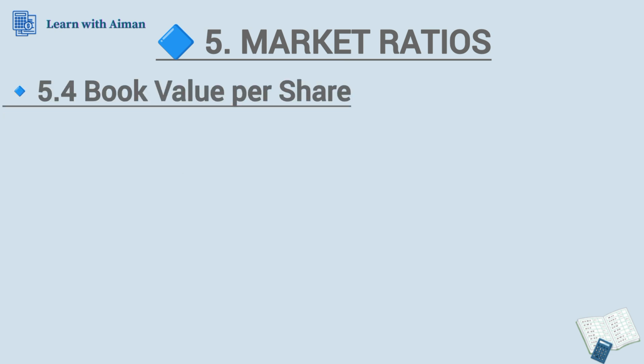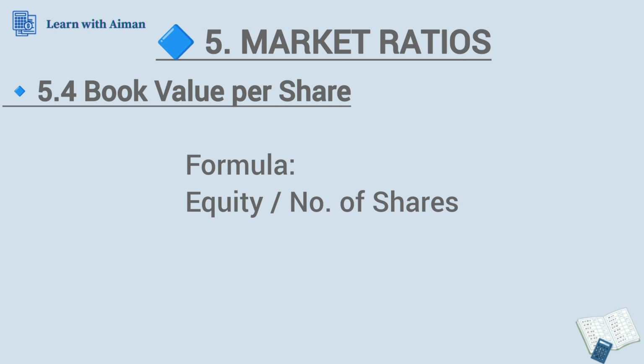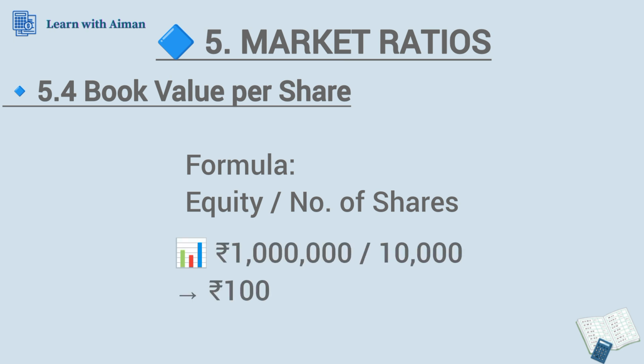Next, we have our book value per share. So its formula is equity over number of shares. Suppose we have our equity of 1 million rupees and our number of shares of 10,000. So if we divide both of them, we got our 100 rupees.